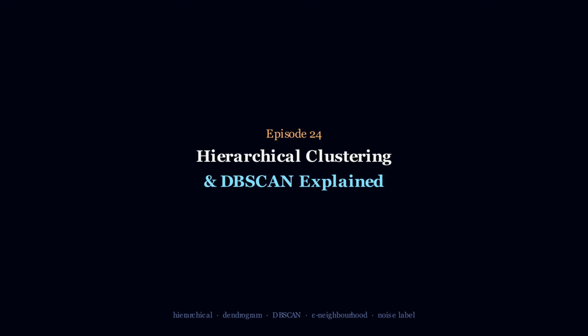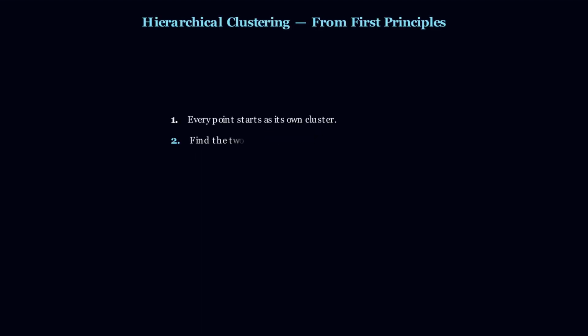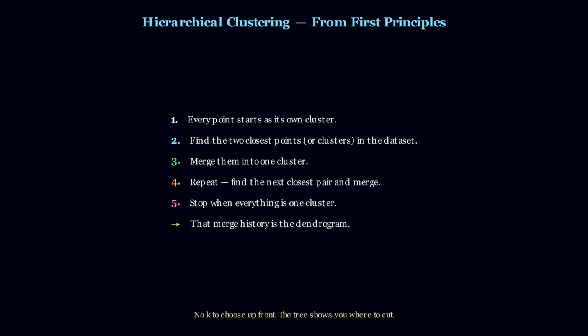Hierarchical clustering and DBSCAN. Hierarchical clustering starts with the simplest possible idea. Every point is its own cluster. Start there. Find the 2 closest points in the whole dataset. Merge them into one cluster. Find the next closest pair, could be 2 points or a point and a cluster. Merge again. Keep going until everything is one cluster. That history of merges is the dendrogram.